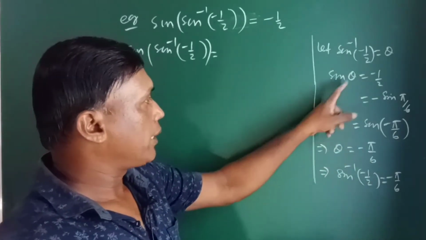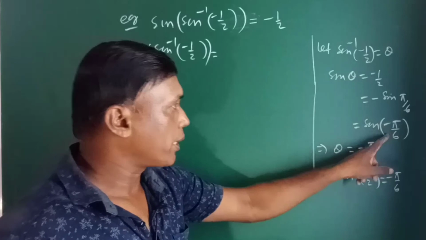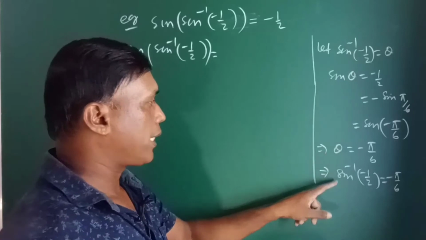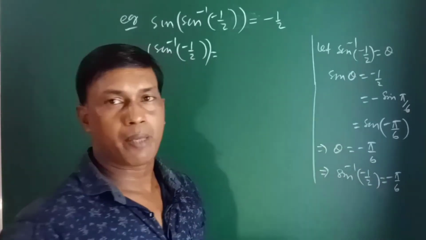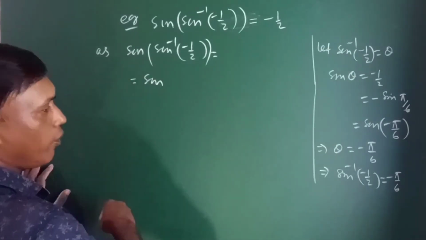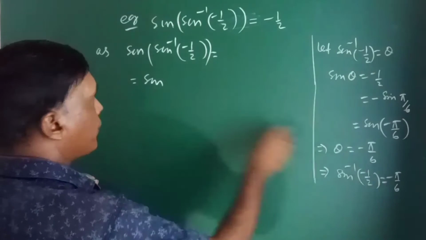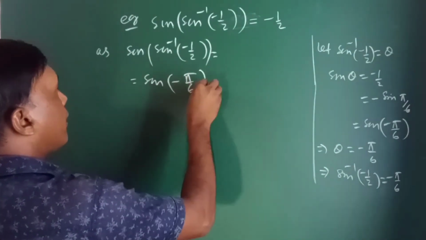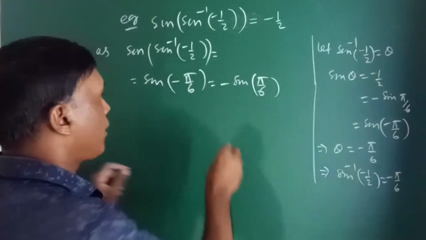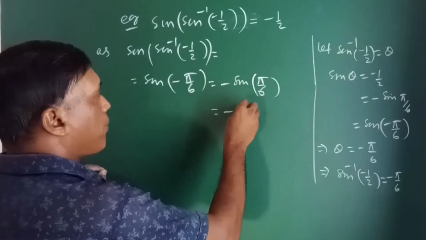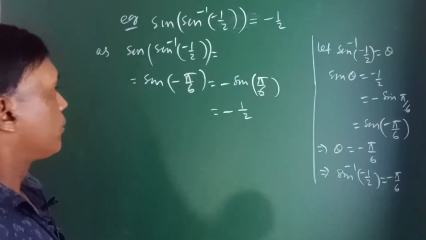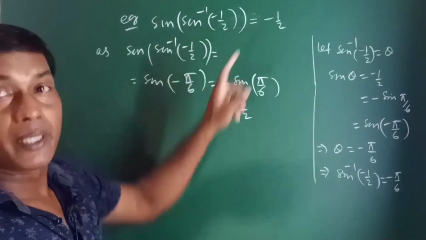So sine theta is equal to sine of minus pi by 6, so theta is equal to minus pi by 6. Since theta is equal to sine inverse minus 1 by 2, sine inverse minus 1 by 2 is equal to minus pi by 6. If we put this value in, we get sine of minus pi by 6, which is equal to minus sine pi by 6 because sine is an odd function, and sine pi by 6 is 1 by 2. So this is minus 1 by 2. So sine of sine inverse x will be x.